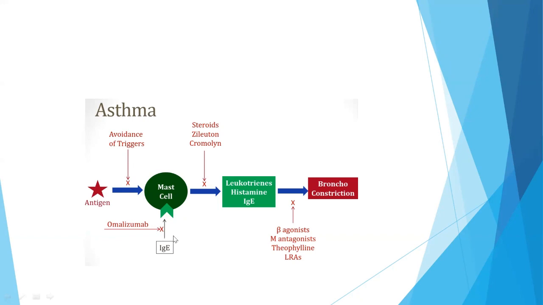So omalizumab can just inhibit the IgE production, and then we can use steroids, zileuton, cromolyn to just inhibit the production of leukotrienes, histamine. Okay, and if the leukotrienes, histamine are already produced and we want to prevent the bronchoconstriction, then we can go with beta agonist, muscarinic antagonist, and theophylline. So this is a basic treatment management of asthma.